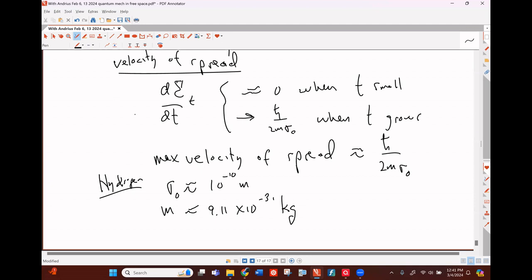And what is h? Oh gosh, 6.67 times 10 to the minus, 6.63. Now it's down to minus 24. I don't believe that. 10 to the minus 34. 6.63 times 10 to the minus 34? Yeah. Meters squared kilograms per second. Right.